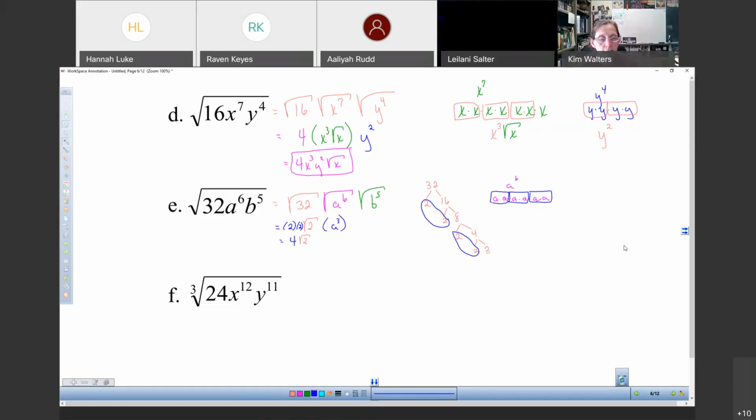Okay. And then now let's do our b to the 5th. And that's going to be b times b times b times b times b. And again, I'm looking at pairs because I'm talking about a square root. And I'm going to have b to the 2nd. And then I'm still left with the square root of b to the 1st. Okay. I'm going to stop a second, make sure we're all in the same place. I haven't cleaned this up yet. I can still clean it up. Okay.